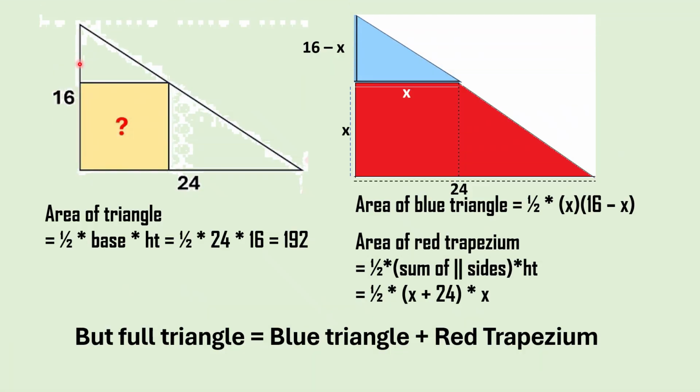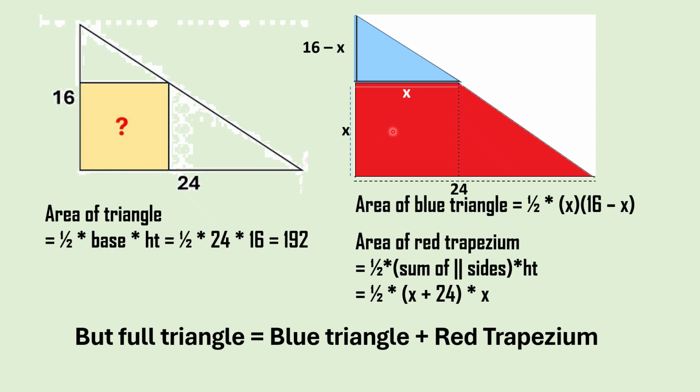Now here we calculate the area of the full triangle. Forget the square. Take only the triangle. The area of the triangle is given by half into base into height. Half into base is 24 and altitude is 16. So half into 24 into 16, that is 192. That is the area of the triangle.